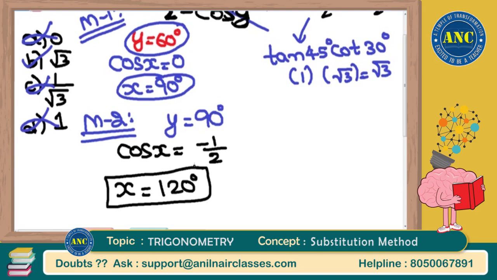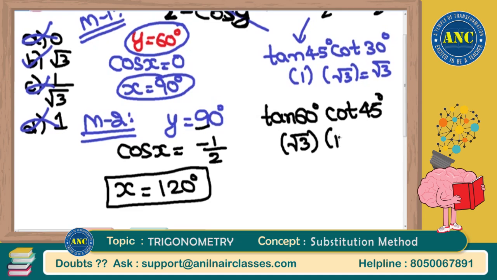X is 120, which I also taught you in my allied angles class. X is 120, so tan x by 2 is tan 60. Y is 90, so cot y by 2 is cot 45. Tan 60 is nothing but root 3, cot 45 is 1, root 3 into 1 is root 3.